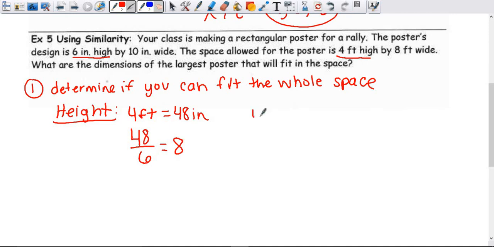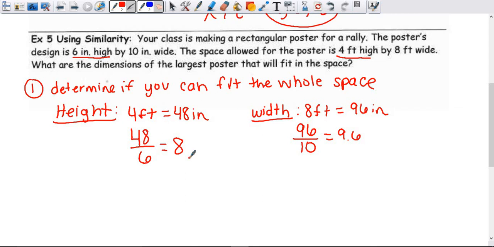All right, now with my width, I have 8 feet available, which is really 96 inches. So 96 inches divided by the 10 inches that my original is, is 9.6. So I can get 9.6 bigger. So if I go 9.6 bigger, I'm going to overflow the size of that wall there. So I have to use the smaller one. So the biggest I can go is 8 times bigger.